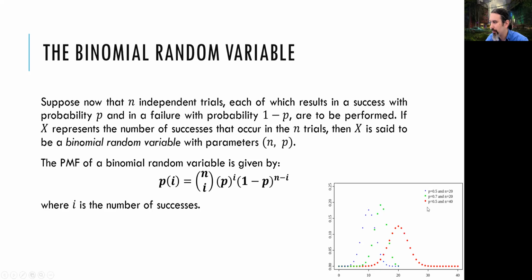But with the green one, we have 14 here. The top point is 14, and this one has a probability of 0.20. Much more successes with much higher probability. So when P grows, the graph goes a bit to the right-hand side and goes up.